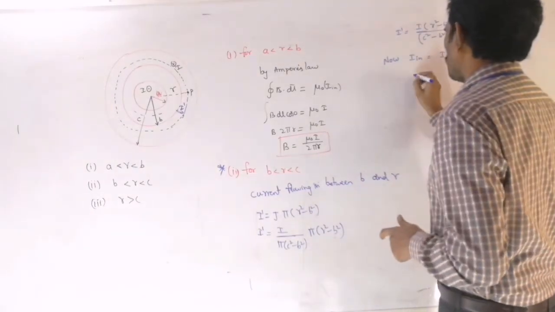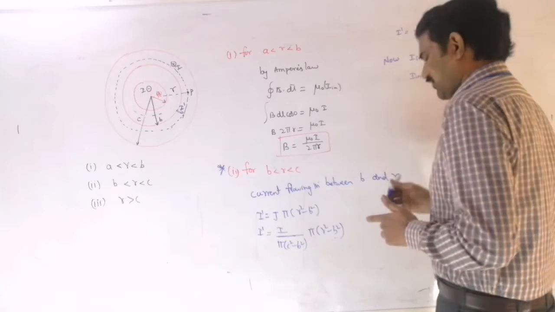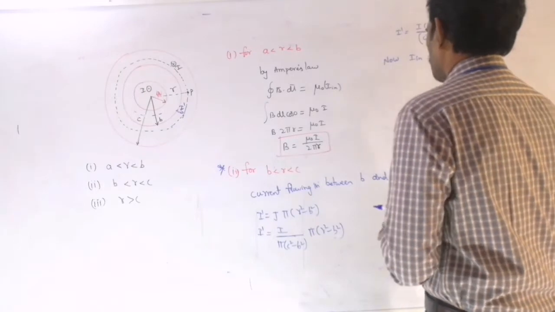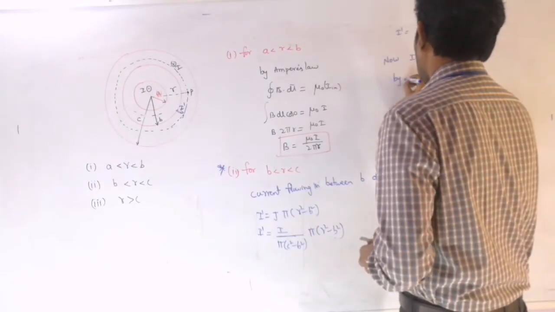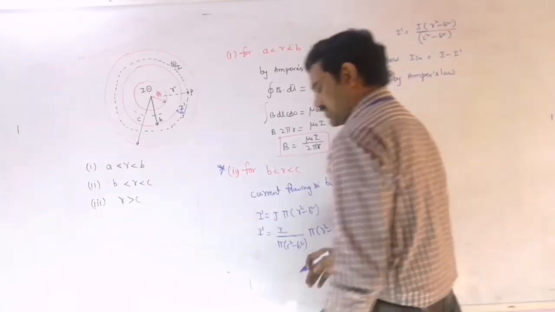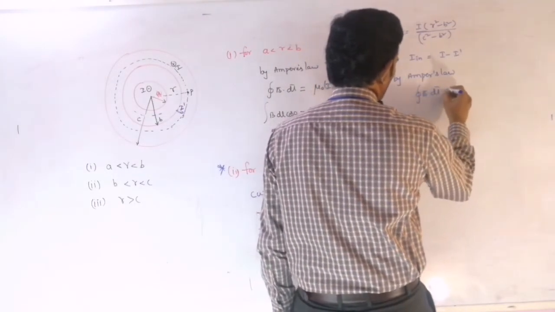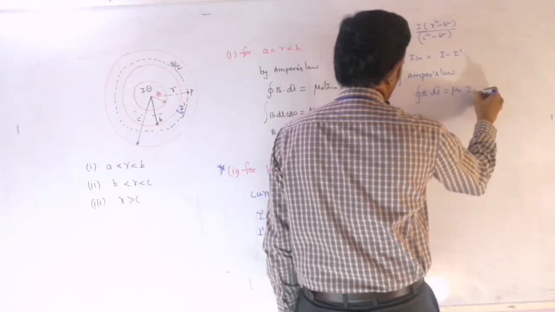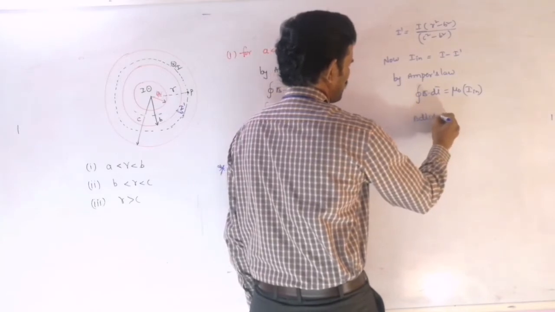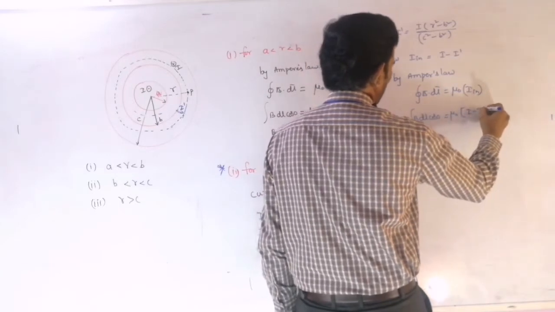So this current we can write here as I in is equal to, you can substitute that expression later, finally, while substituting in Ampere's law. So now by Ampere's law, the integral of B bar dot dl bar is equal to mu naught into I in, this net current. This calculation is the same: integral of B dl cos 0, and this is mu naught into I in, which is nothing but I minus I dash.